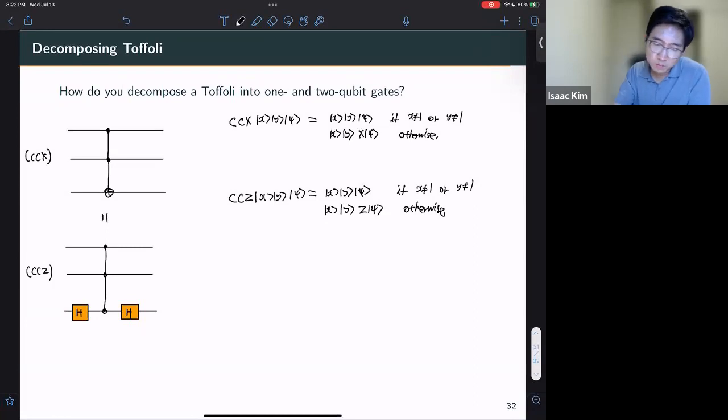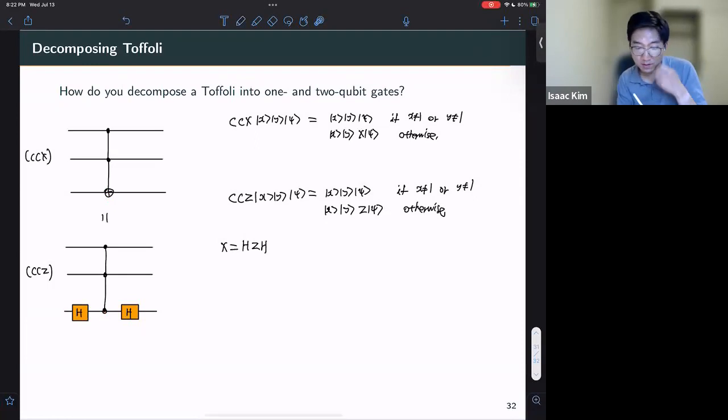Okay, and one can pretty easily verify that these two are the same. The basic idea is that here, the operation that you're applying is X, and there's this important identity that X is equal to H, Z, H. And here, the operation that you're applying is H, Z, H. So you conjugate Z by H, you get X. So that's the rough idea. But the question remains: okay, so I can convert CCX into CCZ with 1-qubit gates, but how do I further decompose CCZ into 1 and 2 qubit gates?